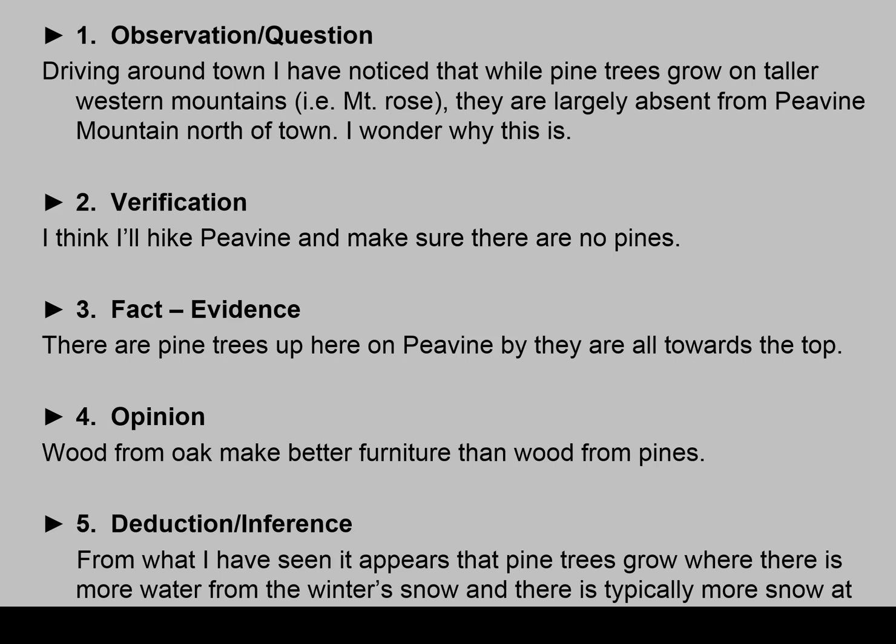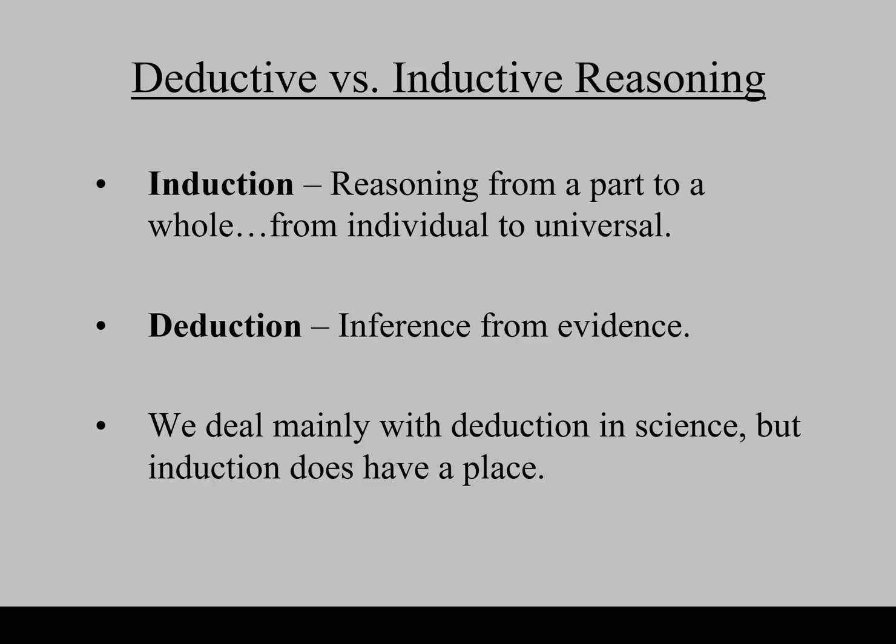Now we have an example of induction and deduction inference. From what I've seen, it appears that pine trees grow where there is more water from the winter's snow, and there is typically more snow at the top. The words are kind of cut off there, so sorry about that. There's more snow at the higher elevation. Then we get into our deductive and inductive reasoning.